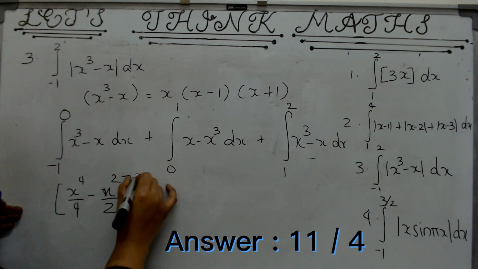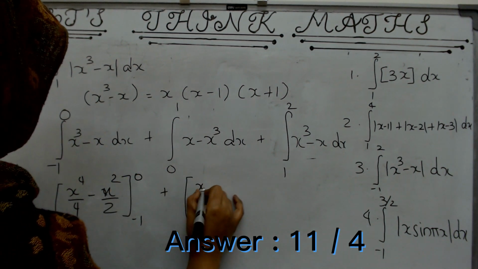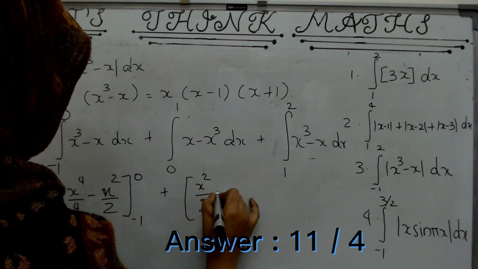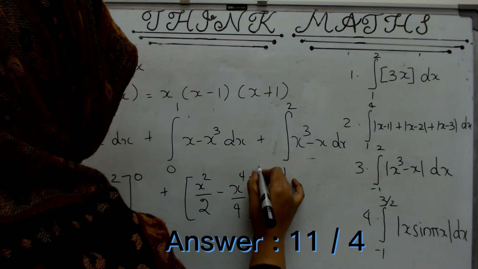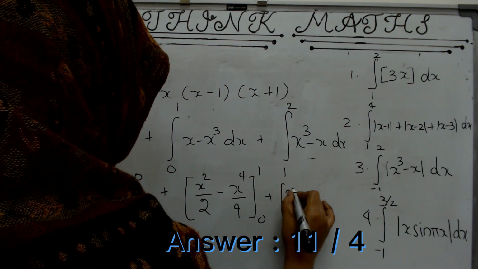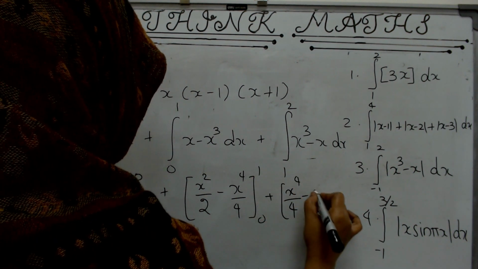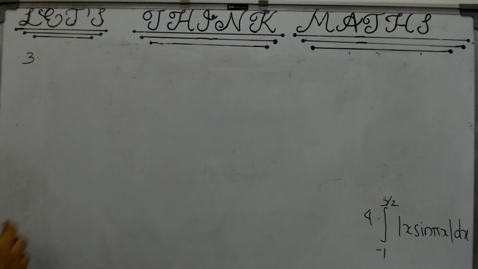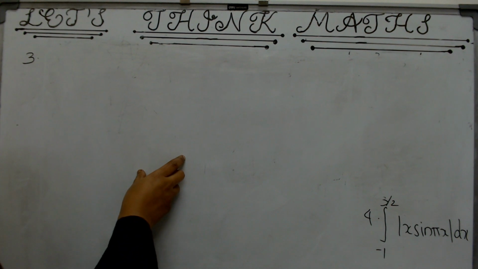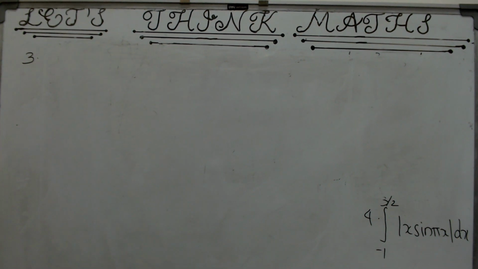From minus 1 to 0, you integrate this, you get x square by 2, and then here x raised to 4 by 4. From the interval 0 to 1 plus x raised to 4 by 4 minus x square by 2 by the interval 1 to 2. We have to take each, if it is sum, we have to consider each one separately. But when it is product, we don't have to consider each one separately. We just have to find how they behave when multiplied together.